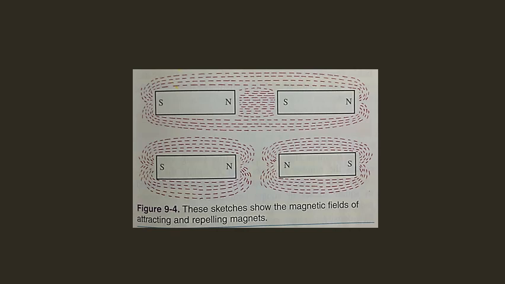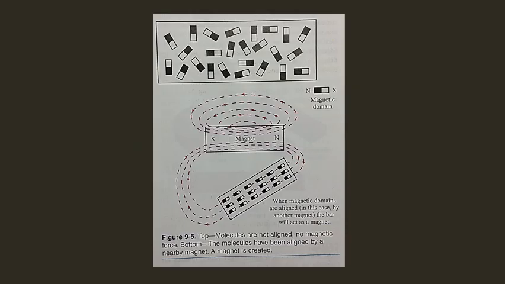What causes a substance to become magnetized? The molecules in an iron bar act as tiny magnets. If these tiny magnets are in a random order, such as in figure 9-5 on top, the bar does not act as a magnet. However, when these tiny magnets are arranged so that their north and south poles are in line, figure 9-5 bottom, the iron is magnetized.